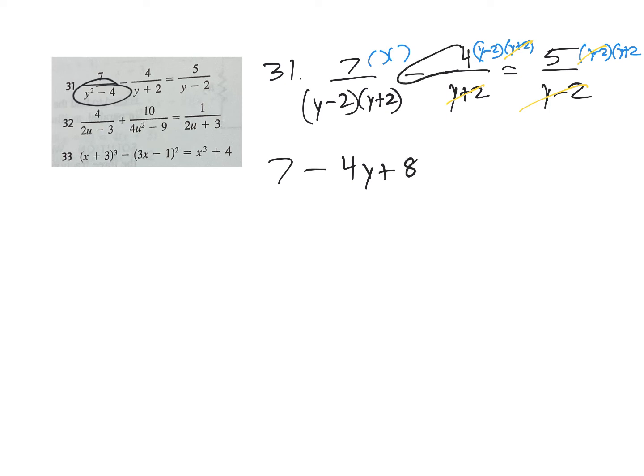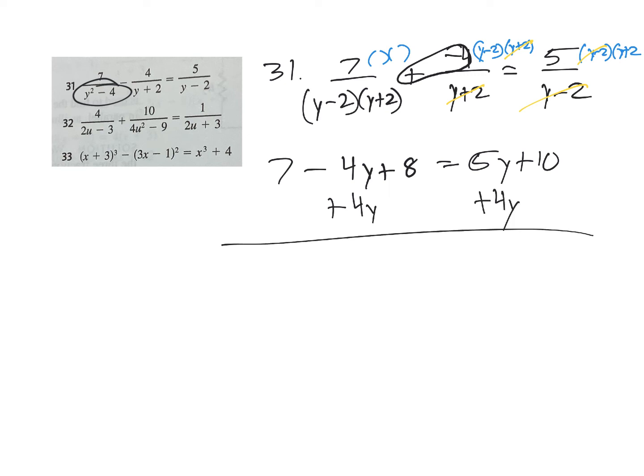Because that's a minus 4 or a plus negative 4. Remember, your minus signs don't disappear. They become negatives when you distribute. And on the right, we have 5y plus 10. And I'm going to put the y's on the right just because, no big deal.